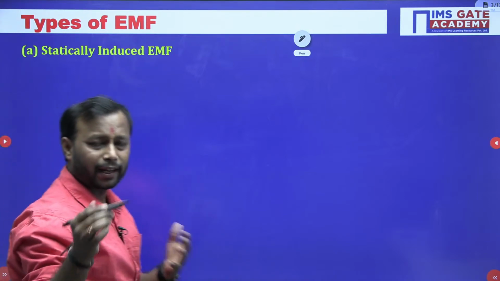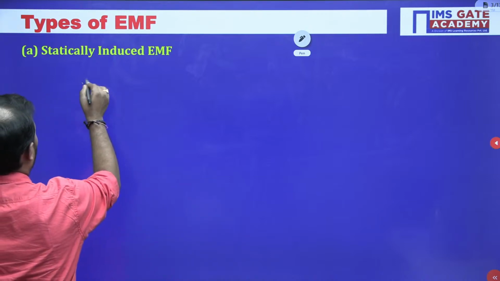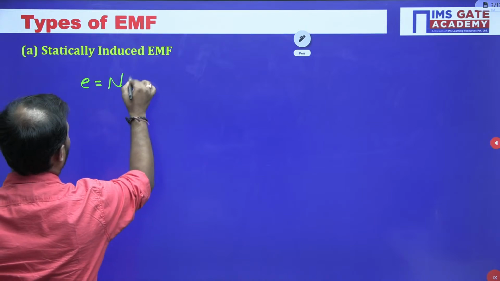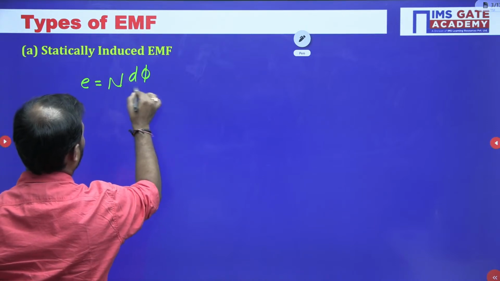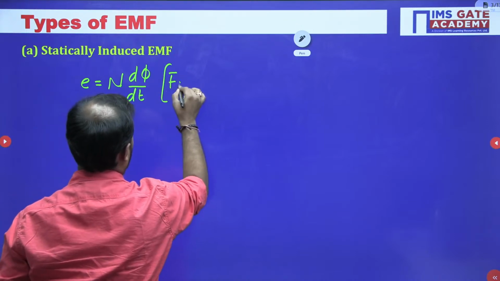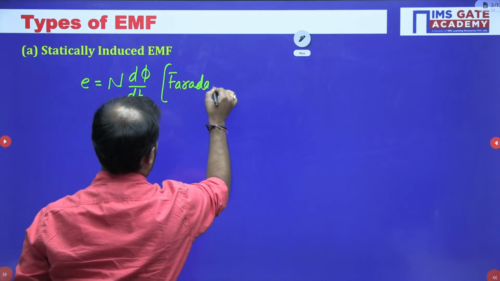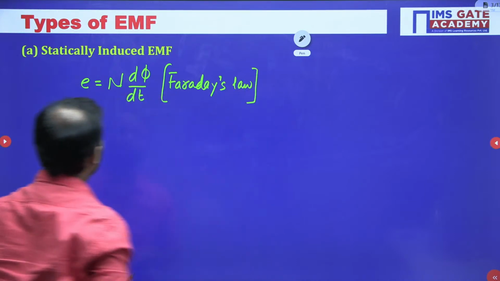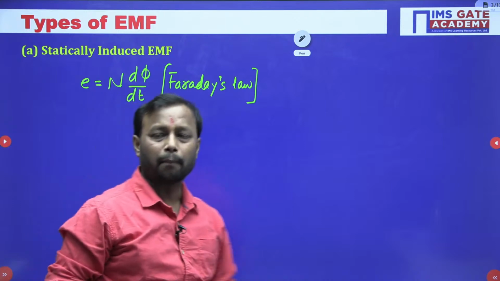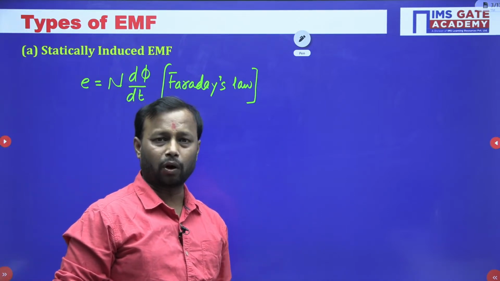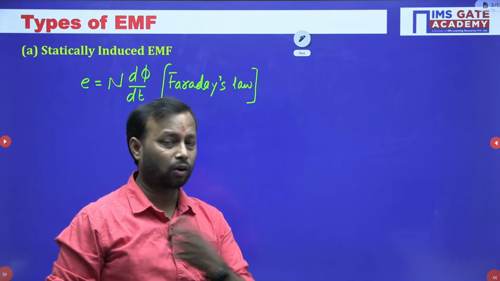According to Faraday's law, we know that EMF is equal to N d phi by dt. So this is according to Faraday's law. All right. So this is going to give you the magnitude, but this is not 100% correct, because it will give you only the magnitude but not the polarity.